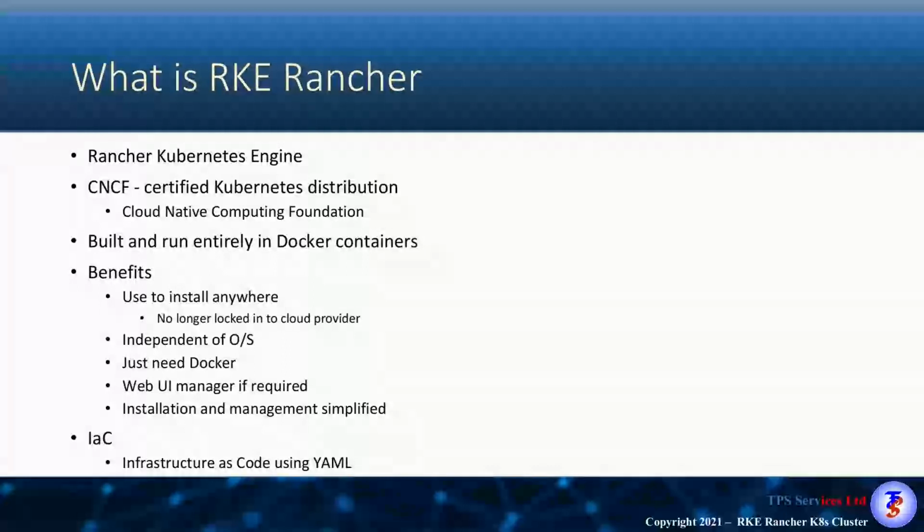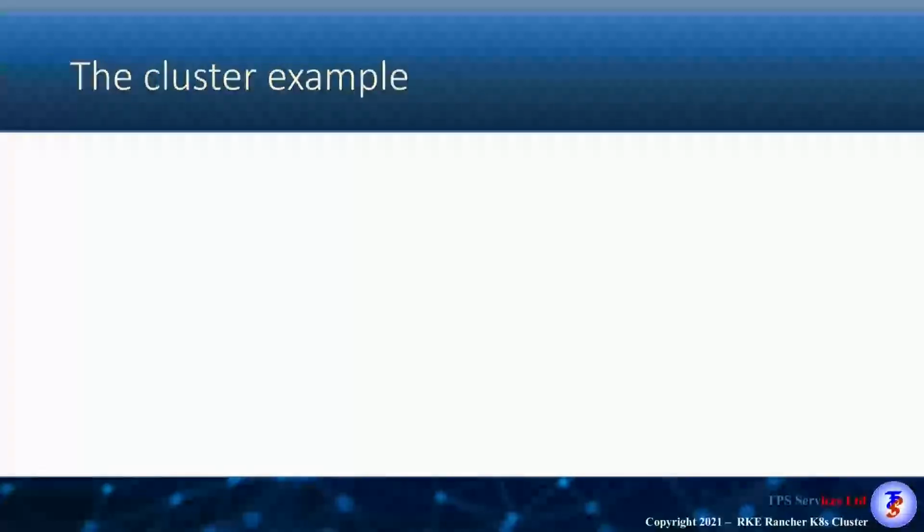So the idea of RKE is to allow you to install Kubernetes in a very simplified way and manage it in a very simplified way. That includes adding nodes, taking nodes away, and so on. And it follows the infrastructure as code format. So you can have one copy of your code, have various configuration modifications, so you can build your dev and prod and test environments.